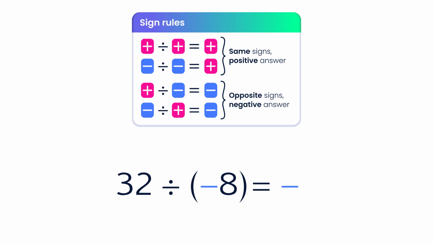Then divide the numbers, ignoring the minus sign. 32 divided by 8, which is 4. So write 4 after the minus sign, and that's your answer. 32 divided by minus 8 is minus 4.